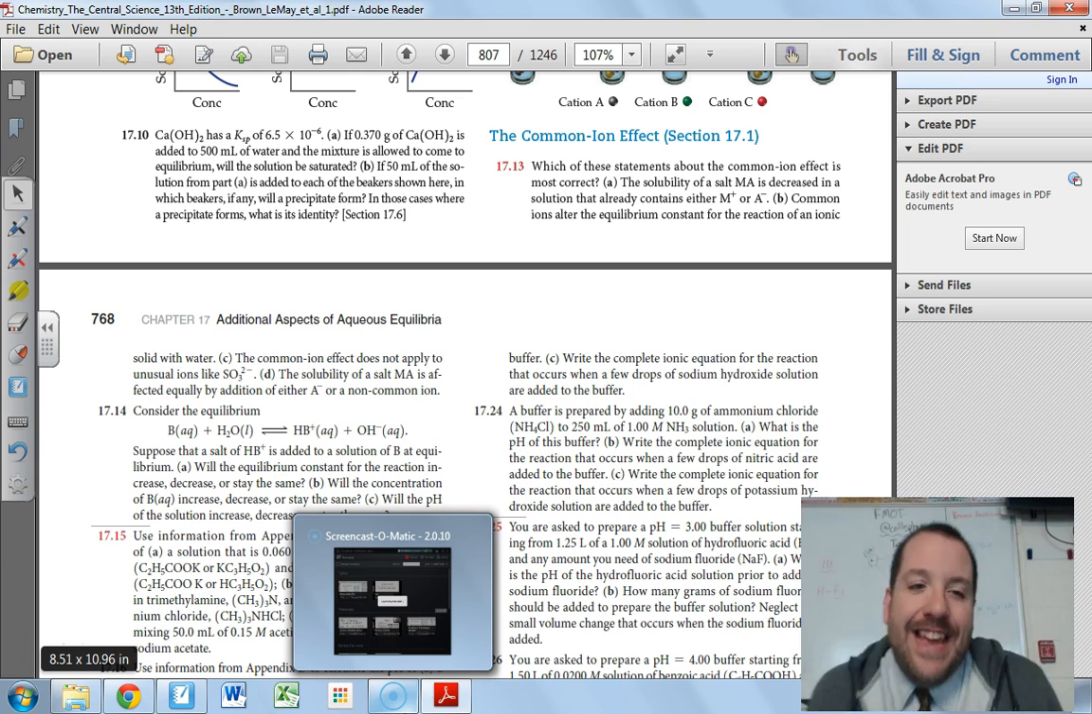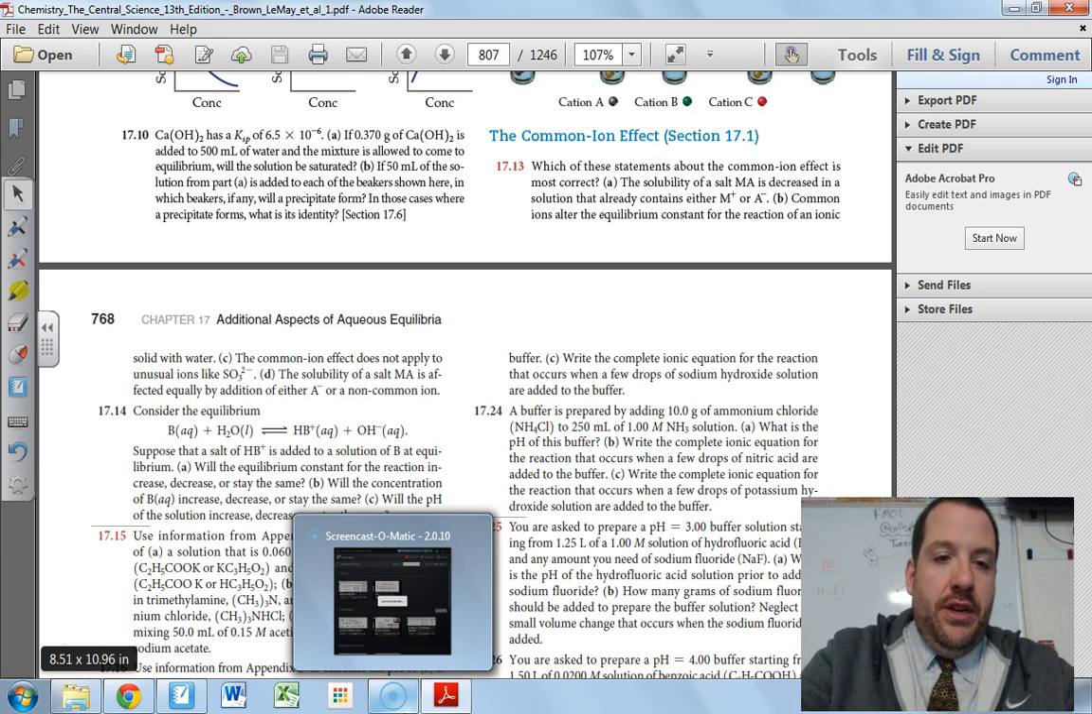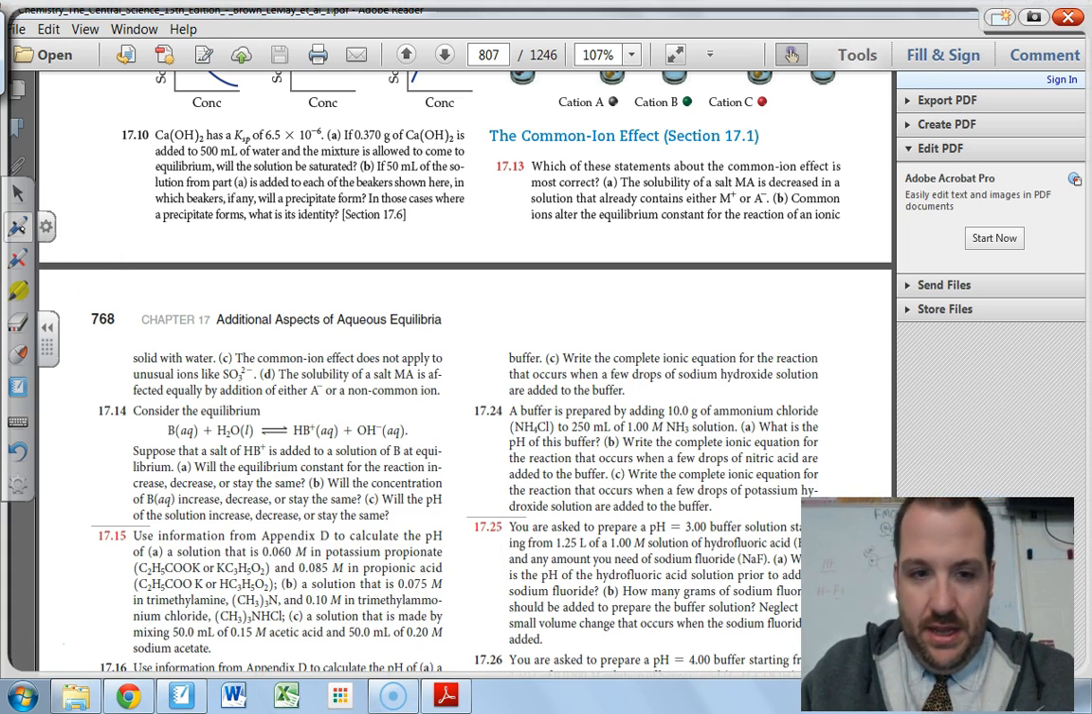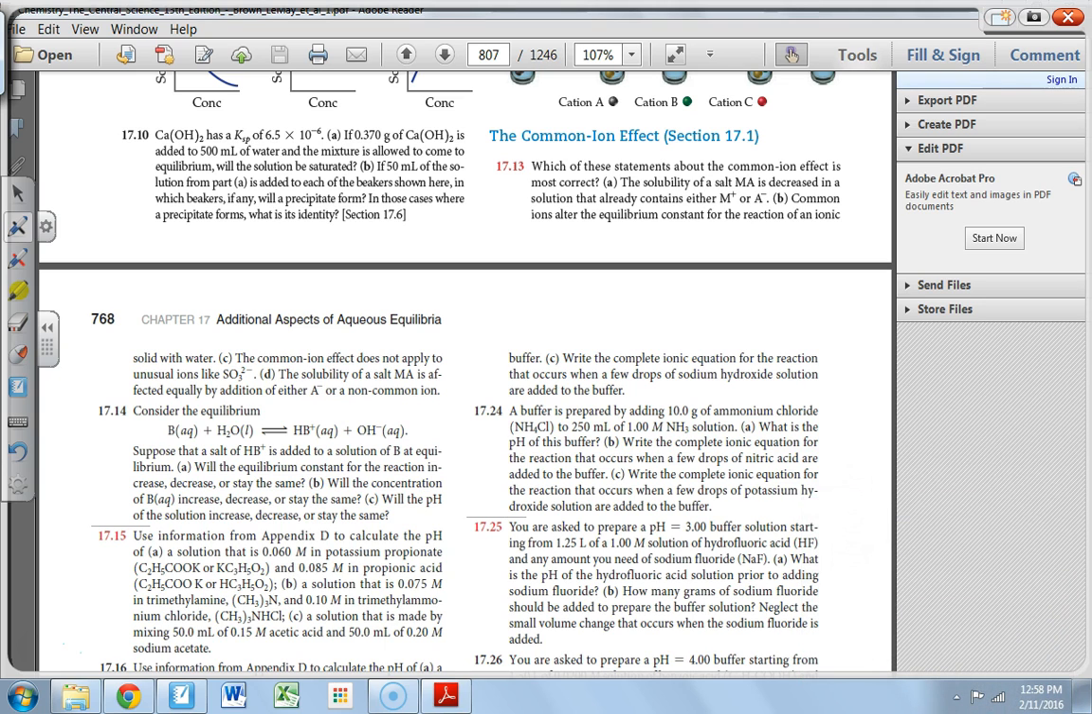So in this case, I wanted to go over question number 13, 1713. And so we're talking about which statement about the common ion effect is true or is the most correct.